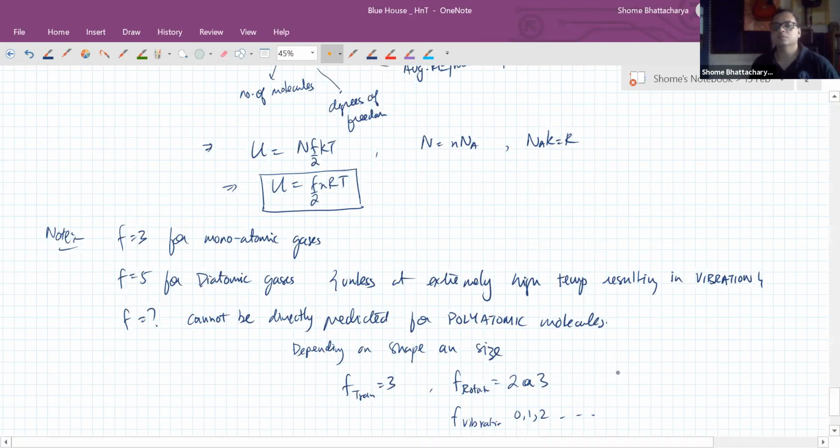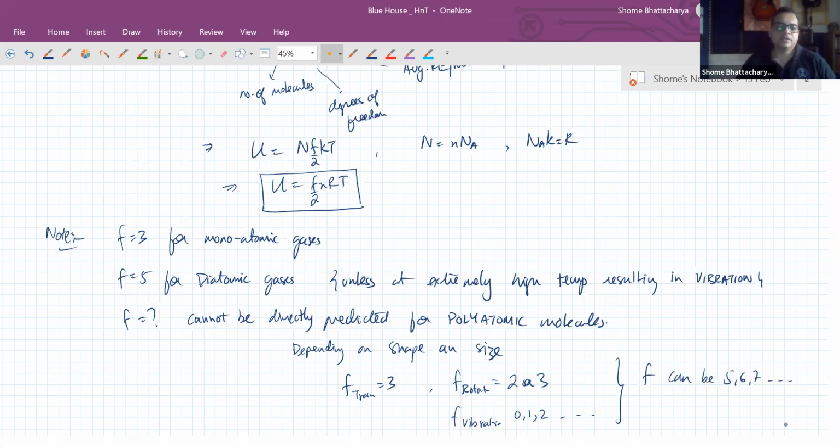So total degrees of freedom can be 5, 6, 7, etc. So if you get a numerical problem with a polyatomic molecule, the degrees of freedom will be given to you. You won't be expected to know it beforehand. Whereas diatomic and monoatomic gases, you have to understand the standard case. They are like this.